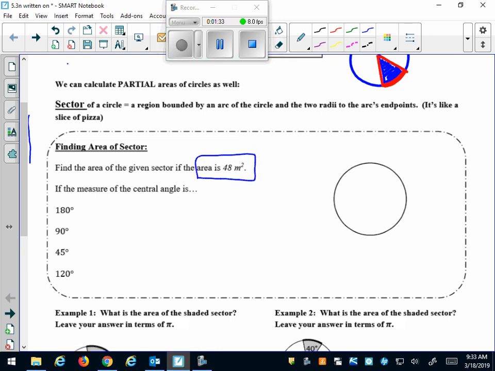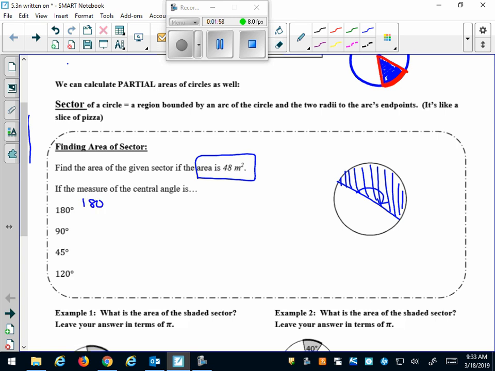They're telling us that the entire area of this whole circle is 48. What we're going to do is figure out portions of it. If the central angle is 180 degrees, then we're finding the area of that sector. It's a half of a circle.